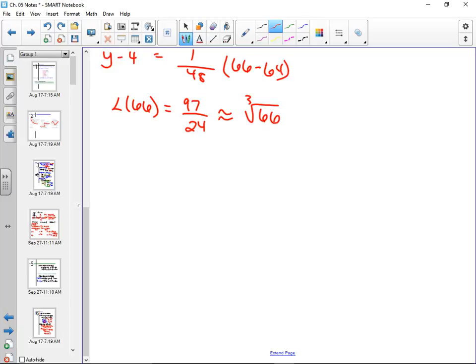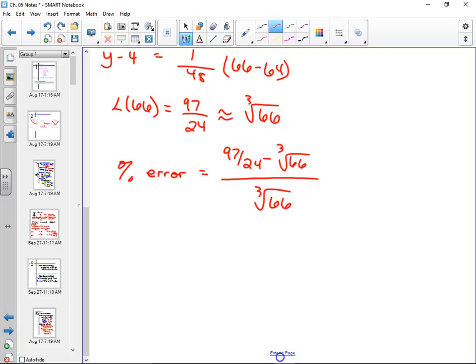It doesn't matter, I would say keep it precise. So the percent error would equal the change in, which would be 97/24 minus the cubed root of 66, all over the cubed root of 66.